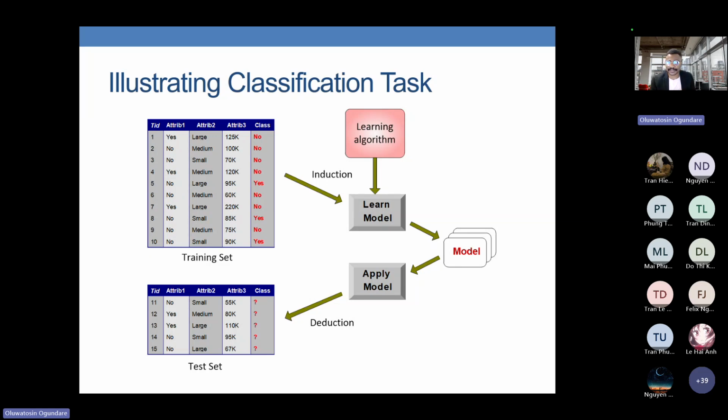If you said yes to being married, and you said you're large and you make 125K, well, we're not going to give you a loan. But if you're not married and you're large and you make less money, we would suddenly give you a loan. So clearly there is a non-linear decision boundary here. So in fact, I will take this opportunity to also share my other screen and show you something.